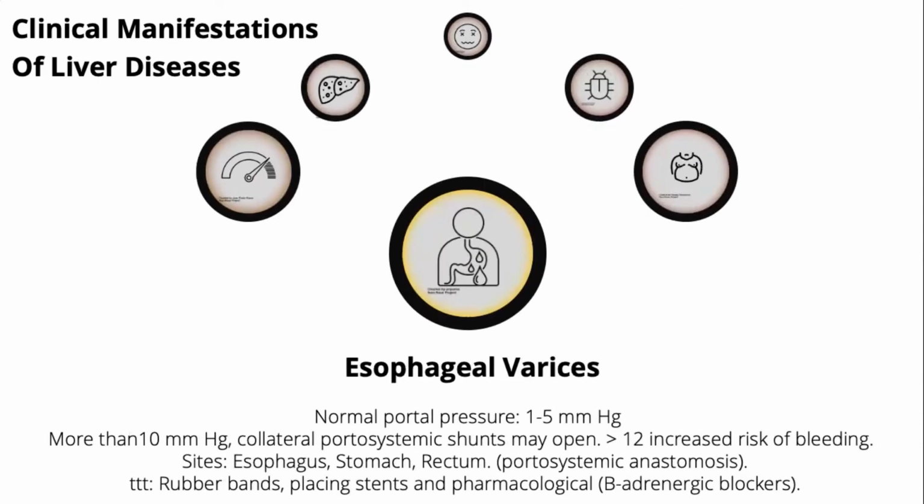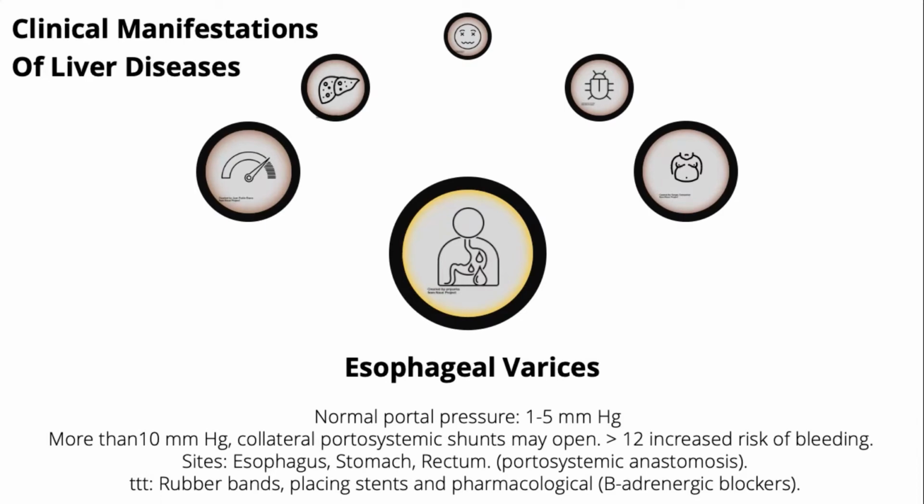Next will be the esophageal varices. So the normal pressure of the portal tract should be from 1 to 5 millimeters of mercury. More than 10, collateral portosystemic shunts will open. More than 12, then the patient is at increased risk of bleeding. The sites are all sites of portosystemic anastomosis, which will be the esophagus, the stomach, and the rectum.